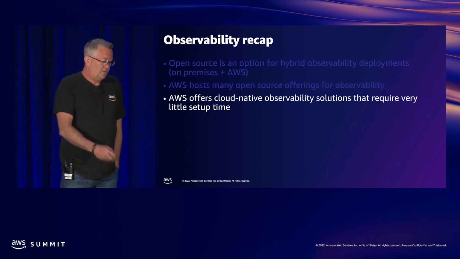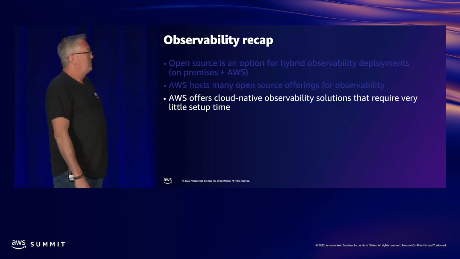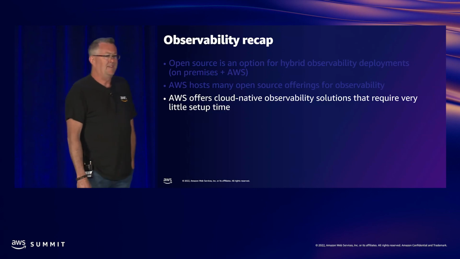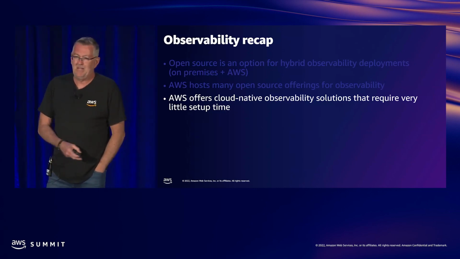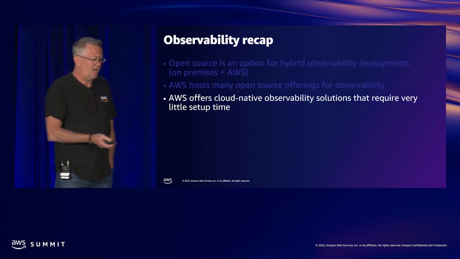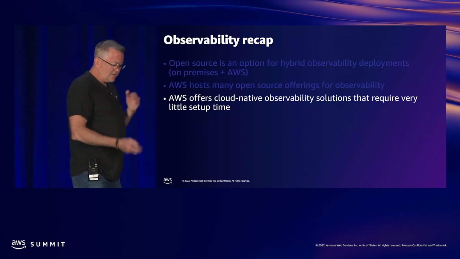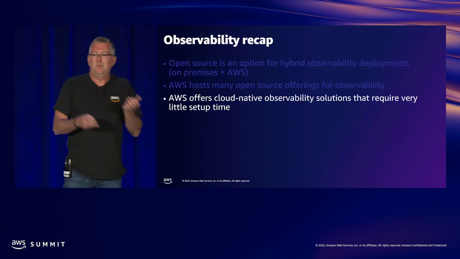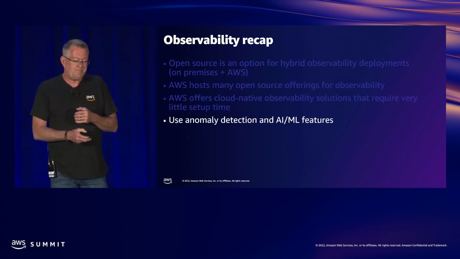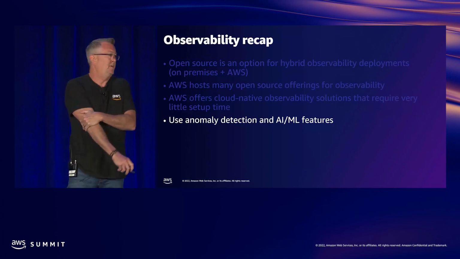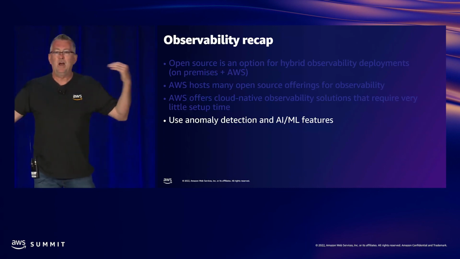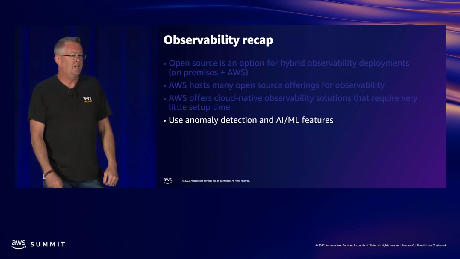Now, again, AWS does offer cloud-native observability solutions. And this is not only just for logs, messages, and traces. You also have stuff in the security space that is also out there. And that does help you get started with very, very little setup time. Again, I can't begin to stress the importance of anomaly detection, especially when you have a lot of services that you offer for your customers.